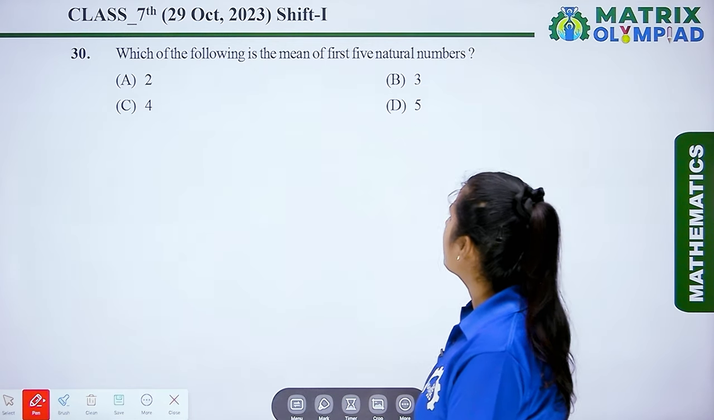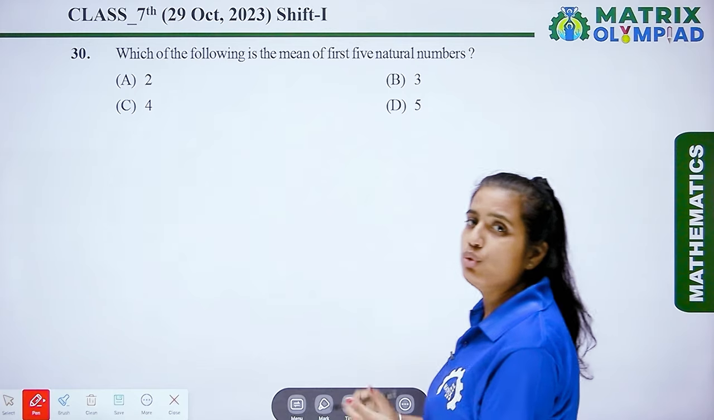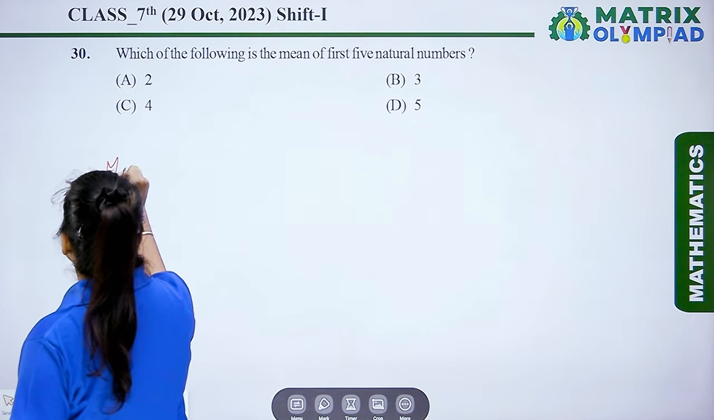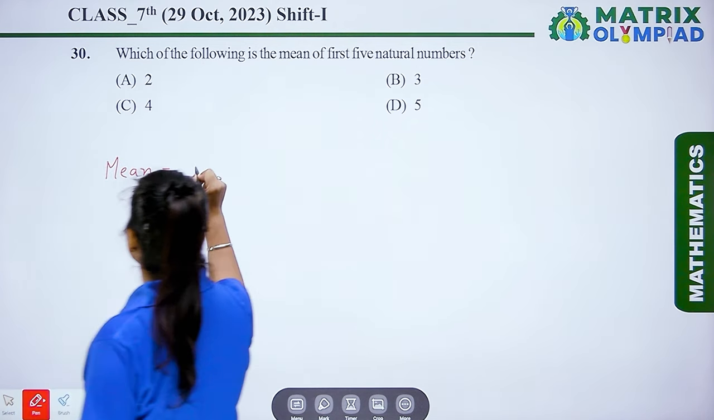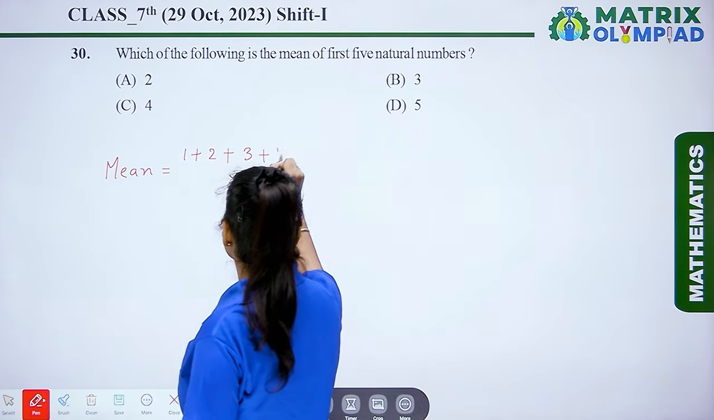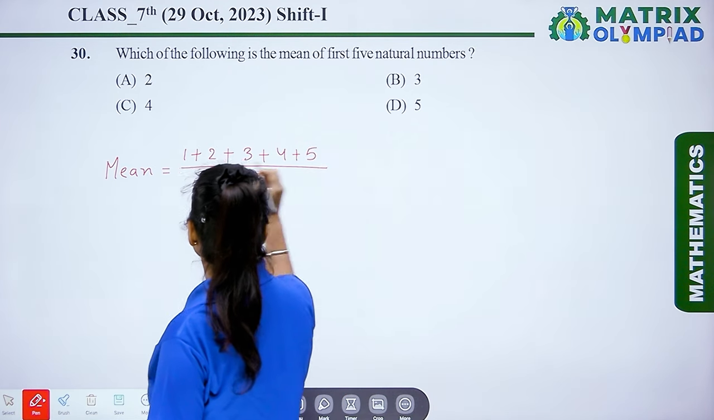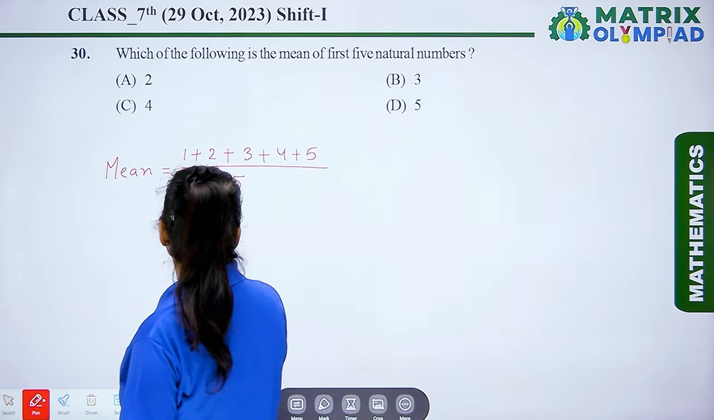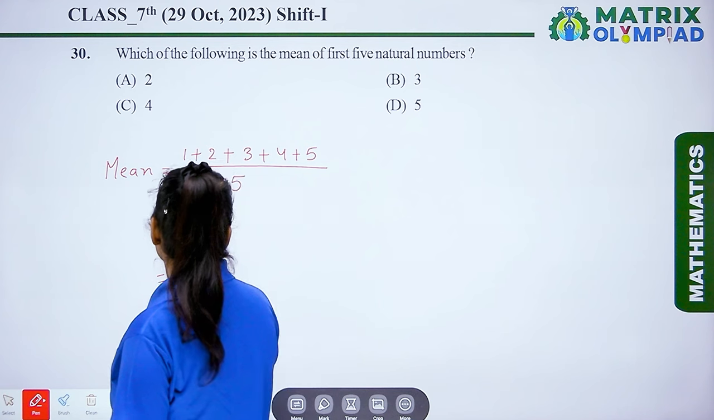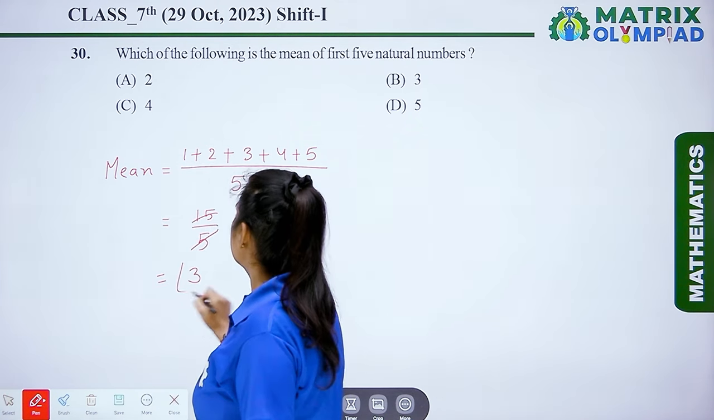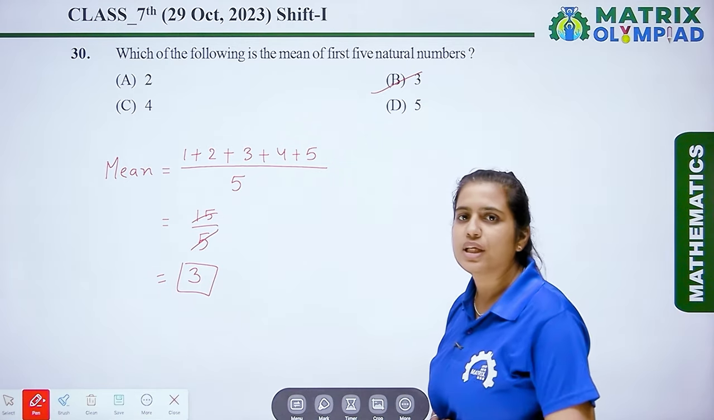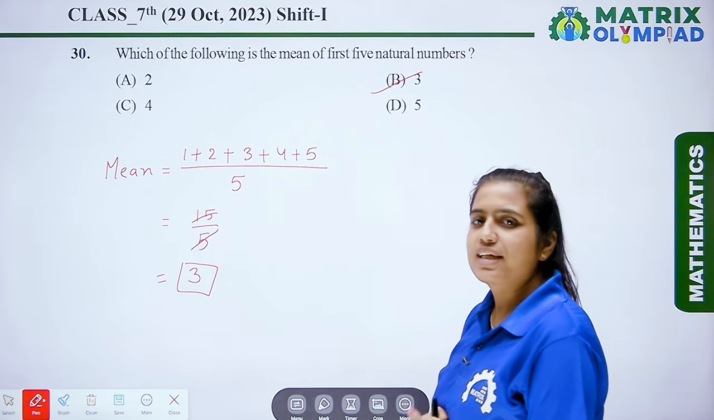Which of the following is the mean of first 5 natural numbers? So we have to calculate the mean of first 5 natural numbers. So here we know that the formula for mean is sum of all observations upon total number of observations. The first 5 natural numbers. So here the mean of first 5 natural numbers is 3, that is option B. So here B is the correct answer.